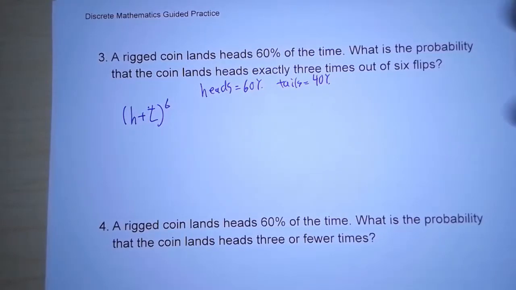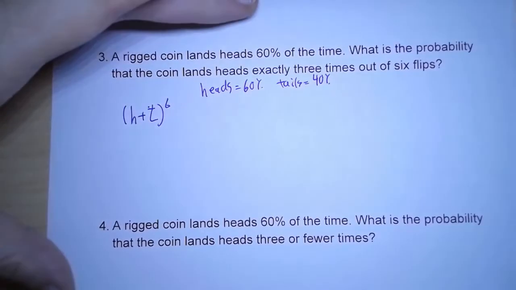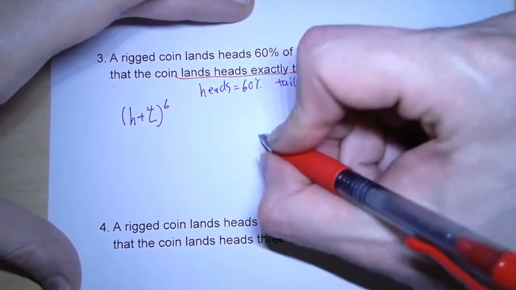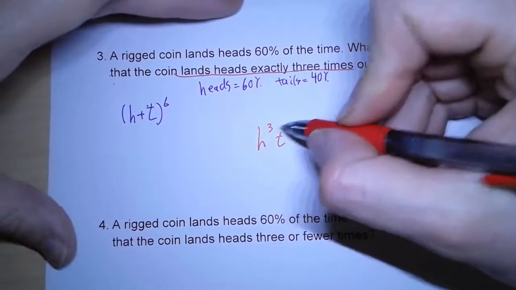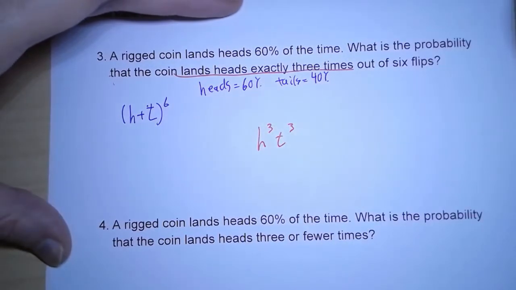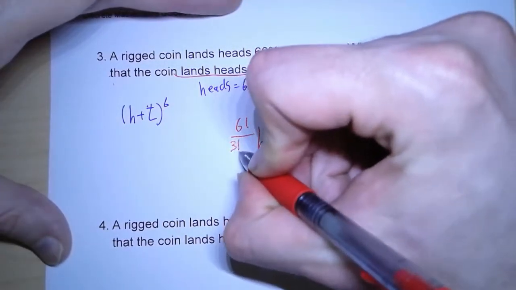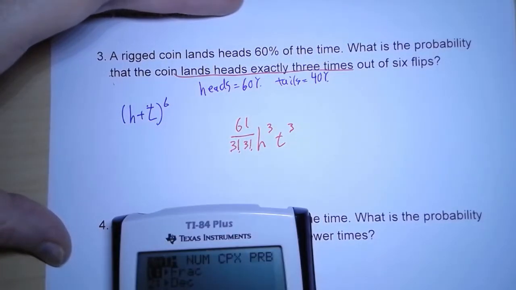Now we want to know the probability that it lands heads exactly 3 times out of 6. So h is going to be to the 3rd, and t is going to be to the 3rd, because if it lands heads 3 times out of 6, then it has to land tails 3 times out of 6. Our coefficient, the number of ways this can happen, is 6 factorial over 3 factorial times 3 factorial. I put that in parentheses so my calculator understands.